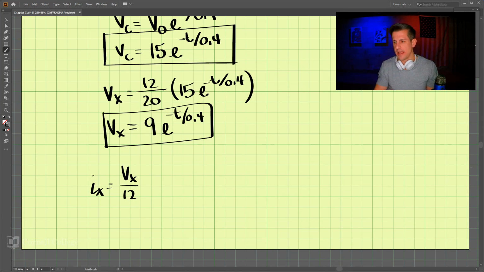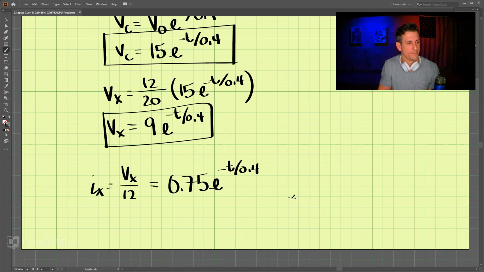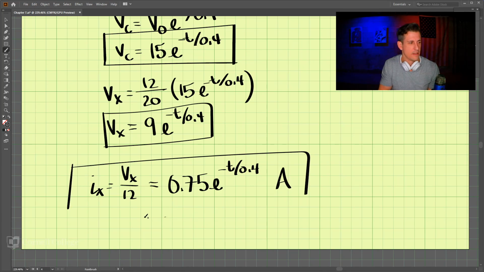So we have 9 divided by 12 here, which is going to be equal to 0.75 e to the negative t over 0.4. And then this is going to be in amps too. So this is in amps, this is in volts, and this is in volts.